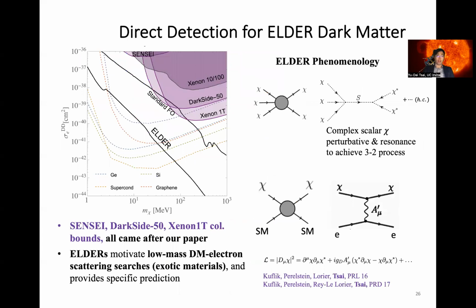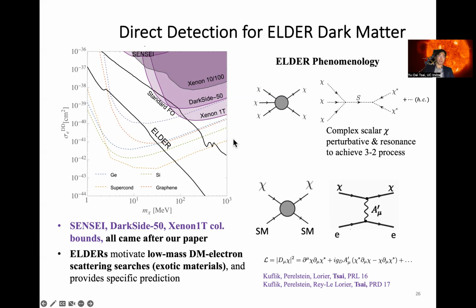So the direct detection of elder dark matter is very exciting, because for this kind of dark matter, the relic abundance is determined by the exact same process as how we can directly detect it. So this is why you have a prediction from this elder model, and there are many different probes proposed for the future using novel materials to probe them. And also SENSEI, DarkSide, and XENON are starting to probe this regime.